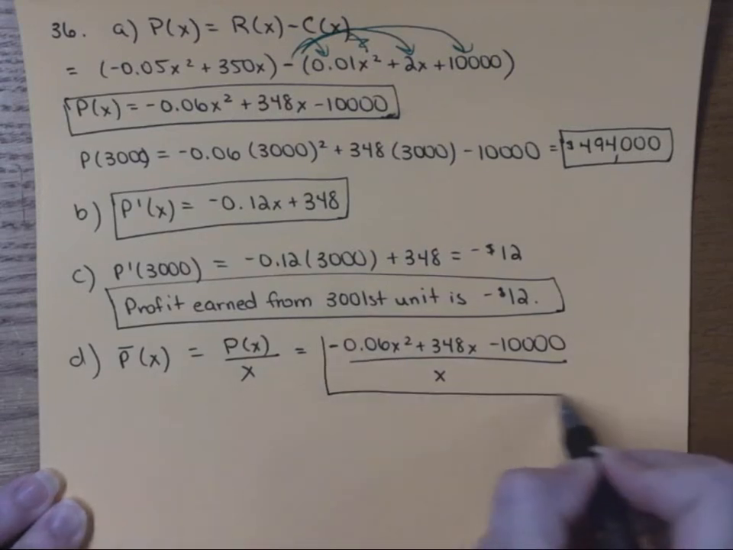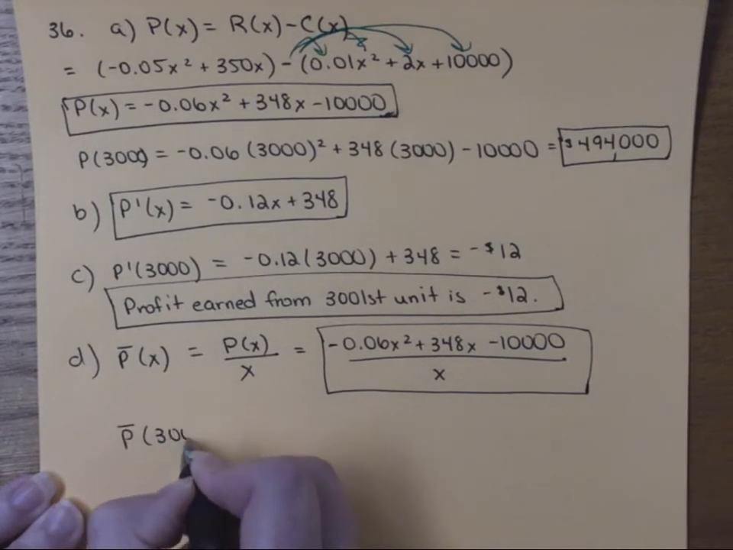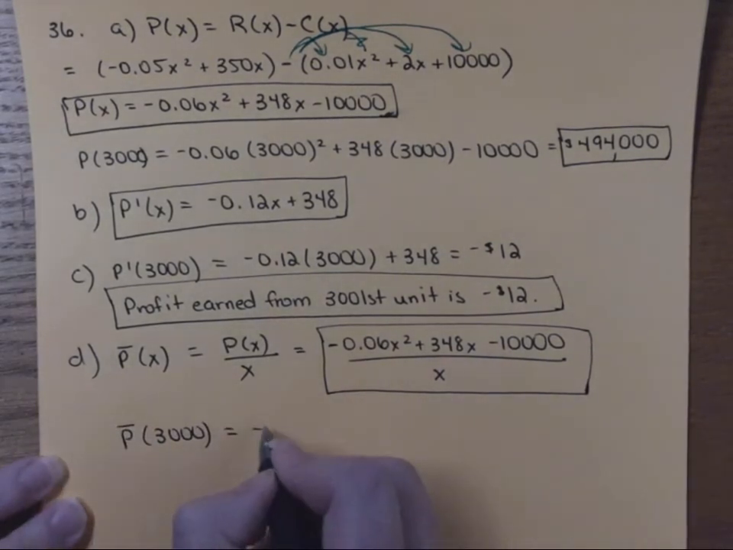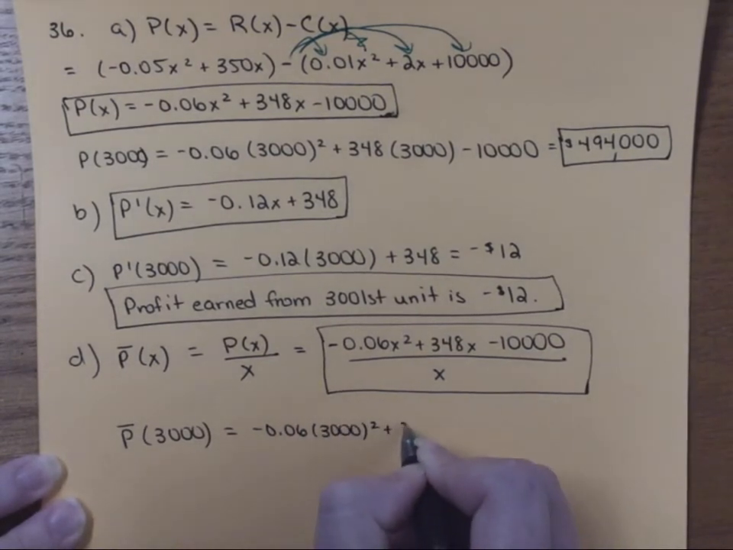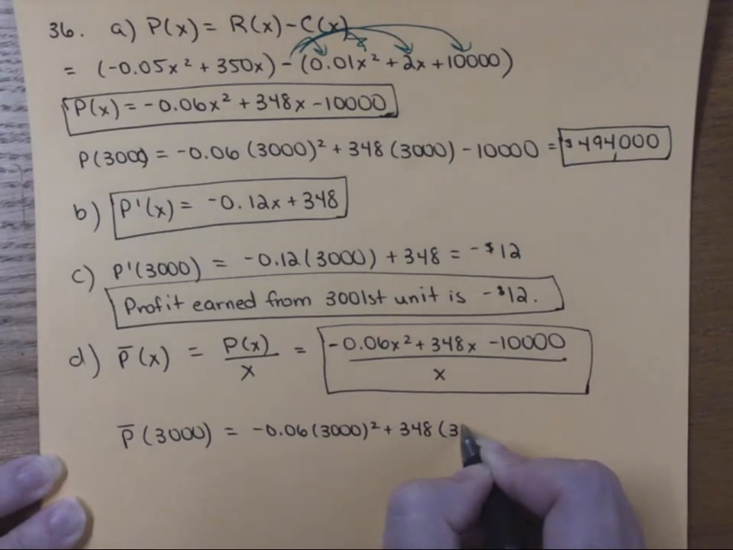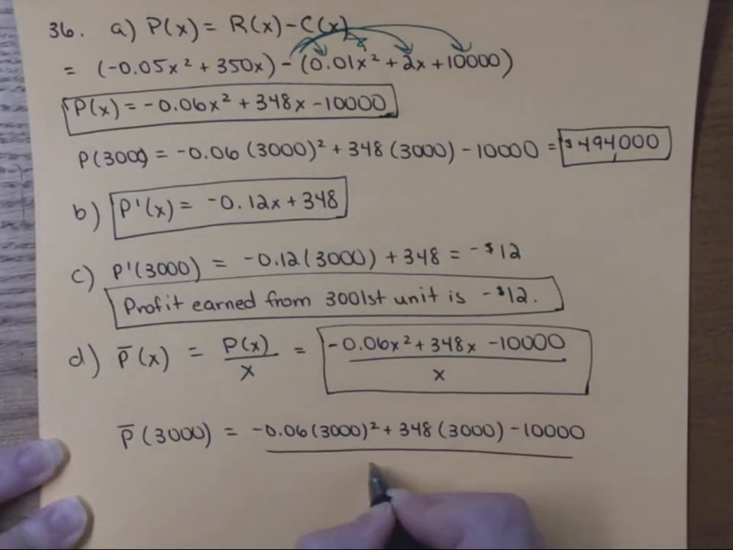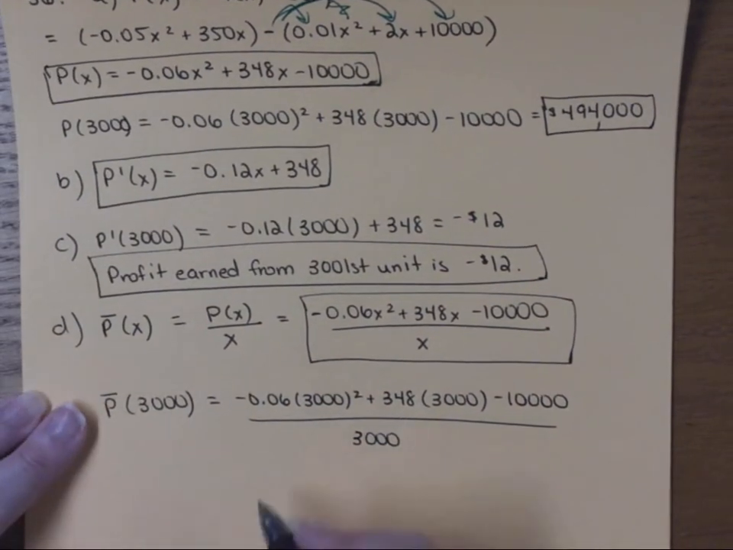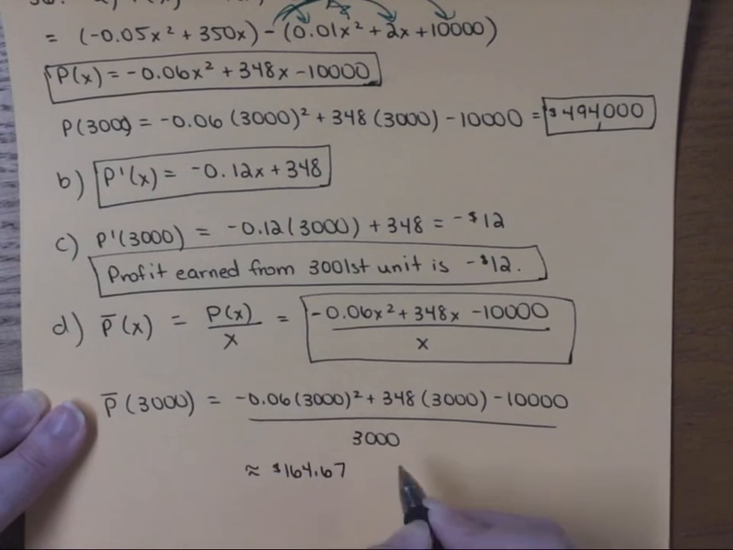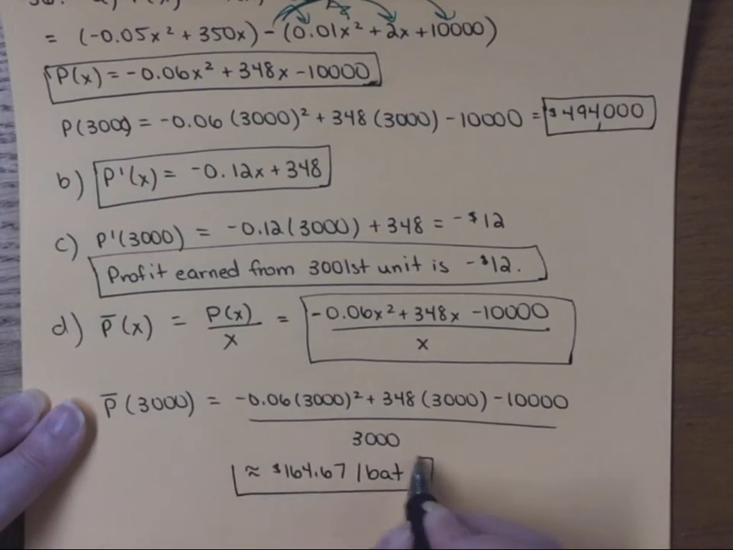And then the profit per bat when 3,000 bats are sold. So that's just going to be P bar of 3,000. So negative 0.06 times 3,000 squared plus 348 times 3,000 minus 10,000 divided by 3,000. So let your calculator do all of that. Okay, so what you should end up with is about 164.67 per bat or per unit.